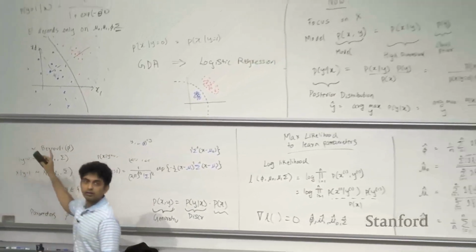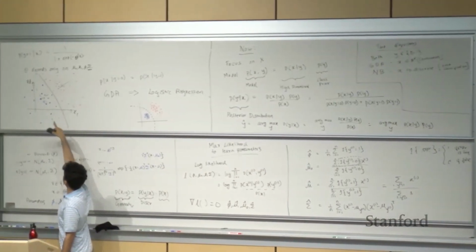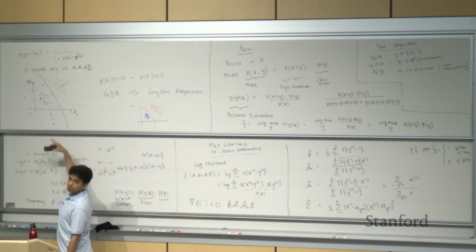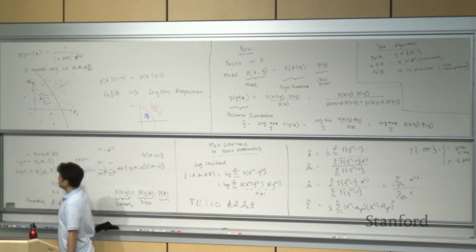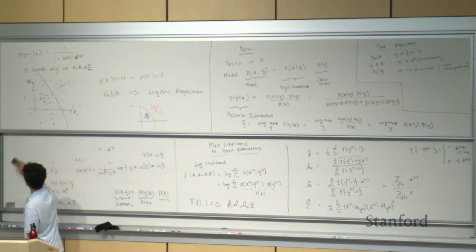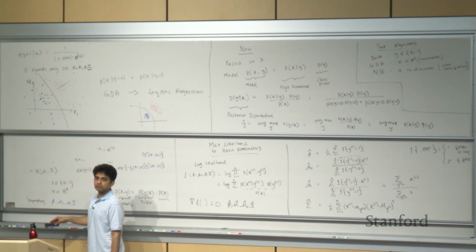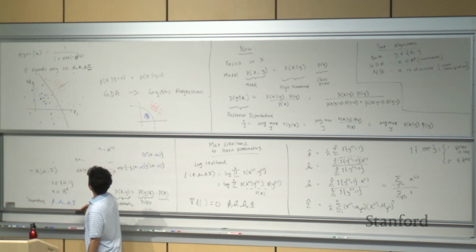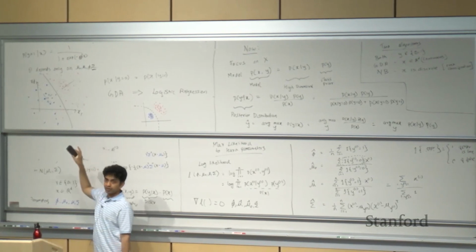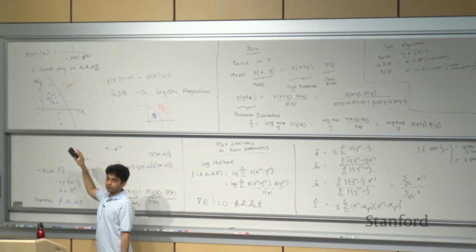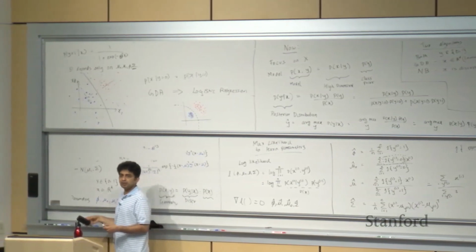Yes, so if the covariances are the same, then the line that has equal probability under the two classes will be a straight line. Yes. So when you solve for 1 over 1 plus e to the minus theta transpose x equal to 0.5, you will see that theta transpose x must be equal to 0. So that will be a line.